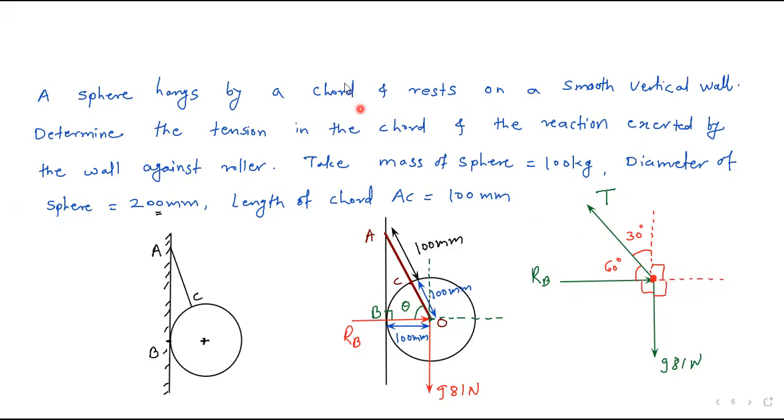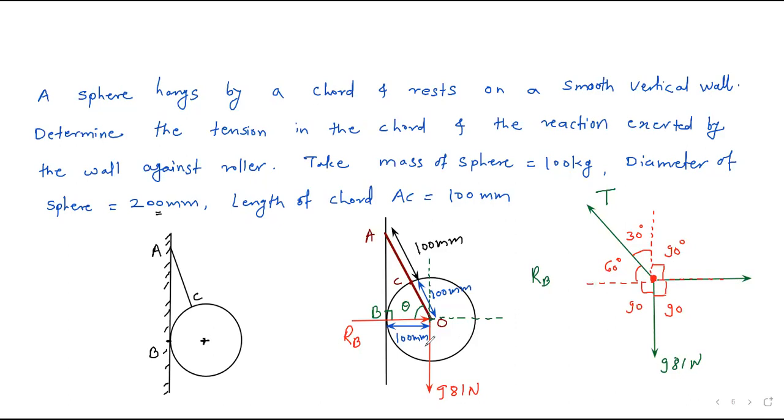Are you getting my point? Here you can see this angle is 90, this angle is also 90, this angle is also 90. Now if I shift this RB like this, you can see all the forces have become outward direction. Now we can use Lami's theorem. All the forces will be in the outward direction. So these are all the angles.